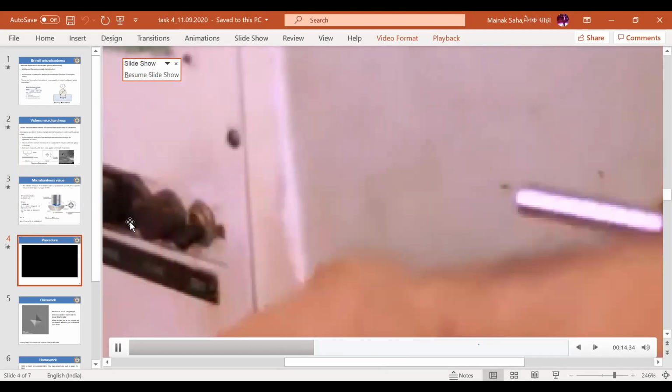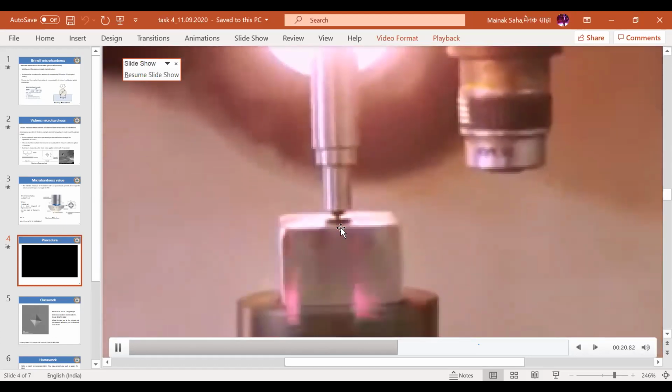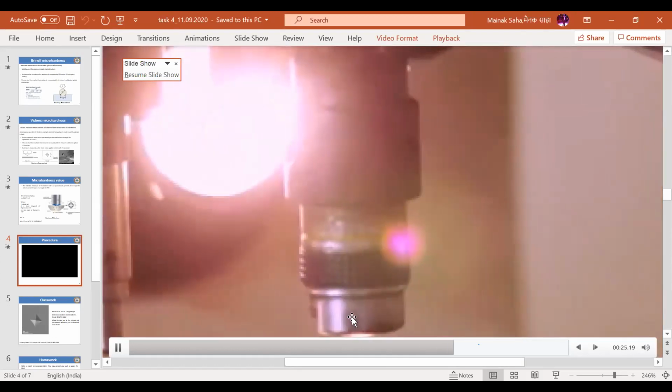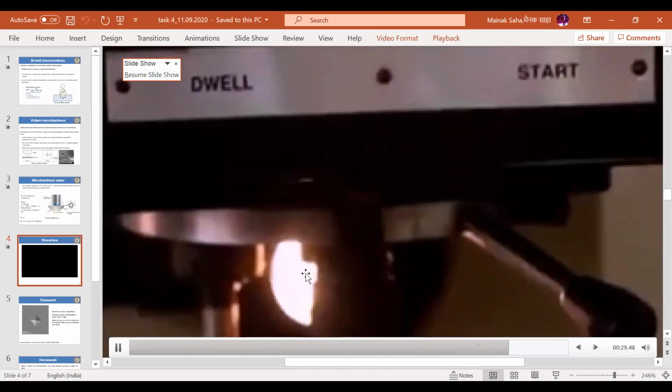Okay, so this is the load cell. I mean, this is the light, not the load cell. Okay. So this is the indenter. This is the material. This is the indenter. Okay. I mean, this is the microscope. This is the Vickers microhardness.